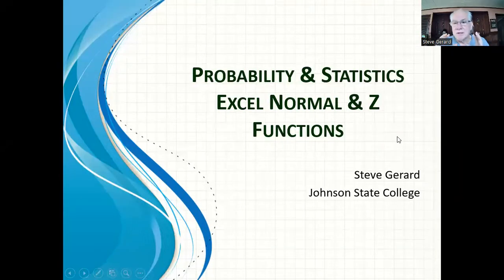This is about particularly the z functions, the normal and z functions. These are for continuous probability distributions. Last week, what we worked on were discrete probability distributions. This week, it's continuous probability distributions, where your variables literally, at least conceptually, there can always be another number between any two numbers. That's the continuous probability distribution.